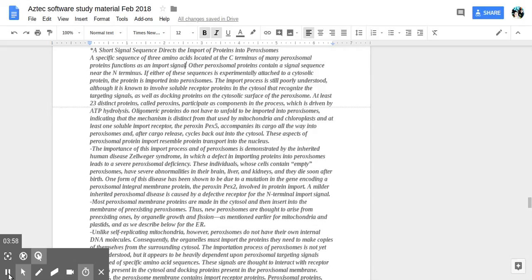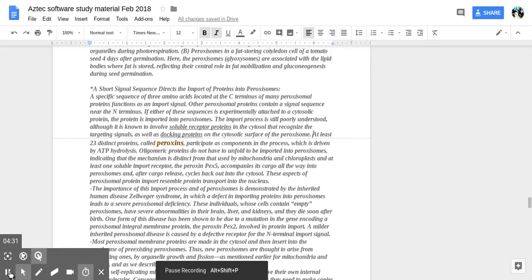Oligomeric proteins do not have to unfold to be imported into peroxisomes, indicating that the mechanism is distinct from that used by mitochondria and chloroplasts, and at least one soluble import receptor, the peroxin PEX5, accompanies its cargo all the way into peroxisomes, and after cargo release, cycles back out into the cytosol. These aspects of peroxisomal protein import resemble protein transport into the nucleus.